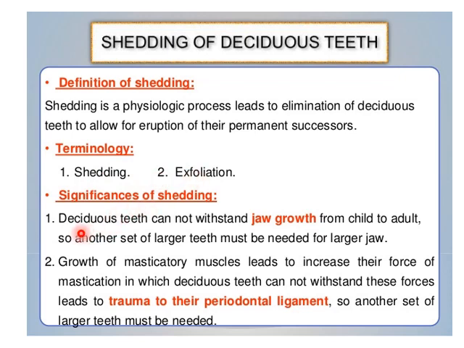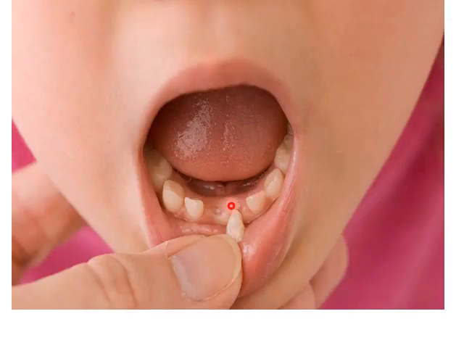Significance of shedding. First, deciduous teeth cannot withstand the jaw growth from child to adult, so another set of larger teeth is needed for the larger jaw. Second, growth of masticatory muscles leads to an increase in their force of mastication, which deciduous teeth cannot withstand, leading to trauma to their periodontal ligament, so another set of larger teeth is needed. In this picture, the child has exfoliated, or shed, a lower central incisor tooth.